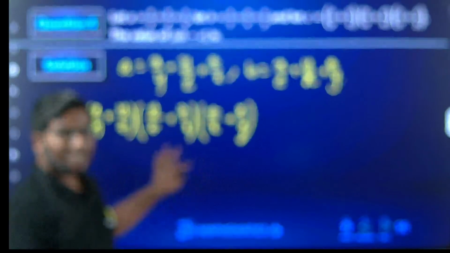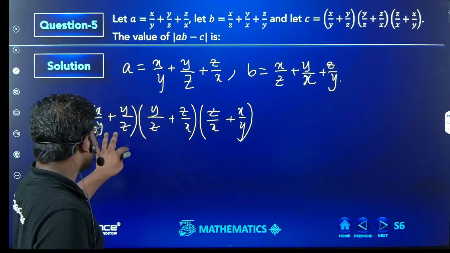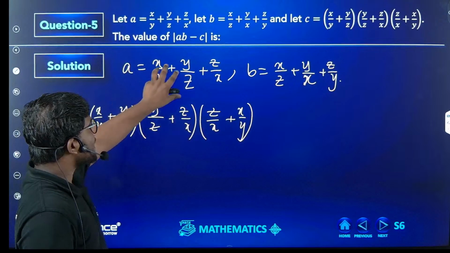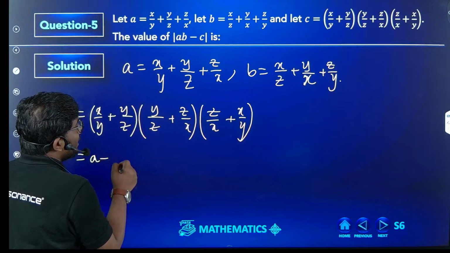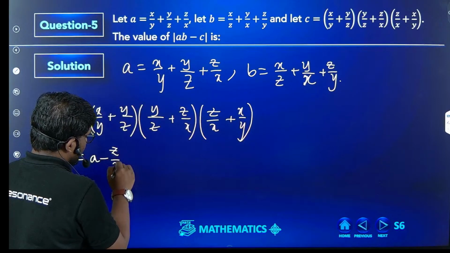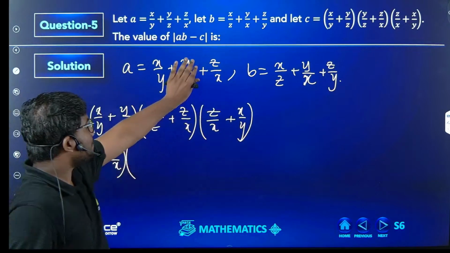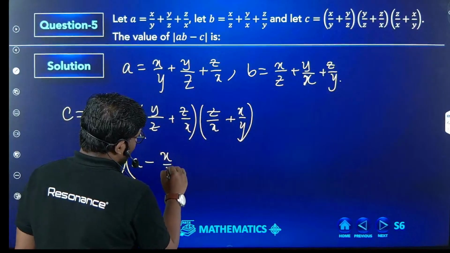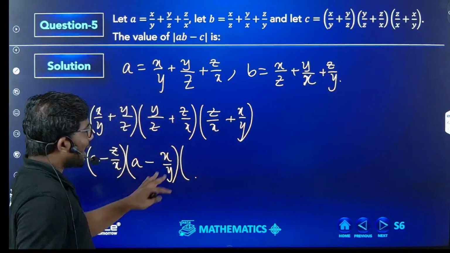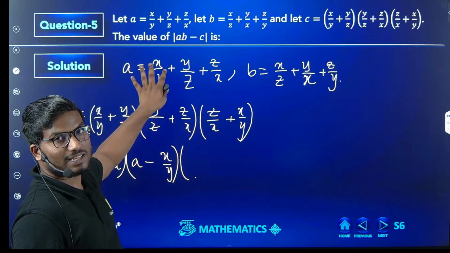Now what can we clearly see from this part? This is a question from algebra, so we've got to think about some algebraic methods. It is very evident that x by y plus y by z is a portion of A, which can also be written as A minus z by x. Also y by z plus z by x is again a portion of A, which can be written as A minus x by y. Now the third part pertains to z by x plus x by y, which can be written as A minus y by z.